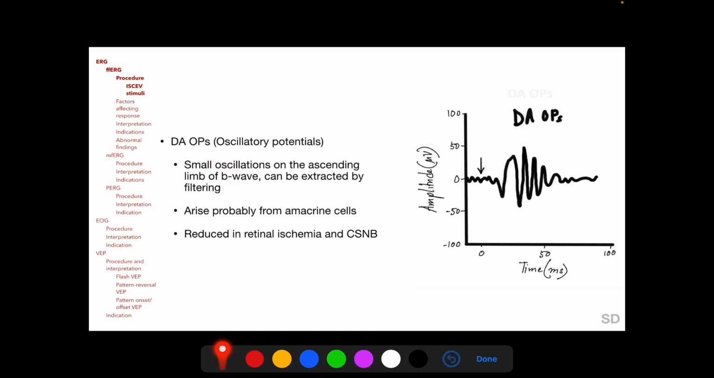Oscillatory potentials in dark adaptation state are the small oscillations on the ascending limb of the B wave, which can be extracted by filtering from the dark adapted 3.0 or the dark adapted 10.0 stimulus. And this graph represents the filtered oscillatory potentials. They are said to arise from the amacrine cells and are reduced in retinal ischemia and congenital stationary night blindness.